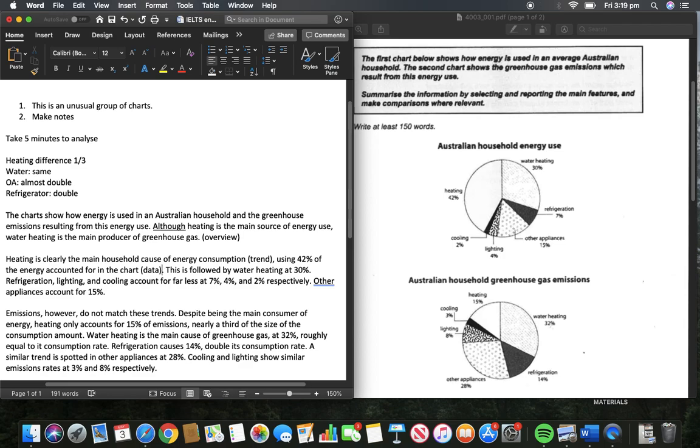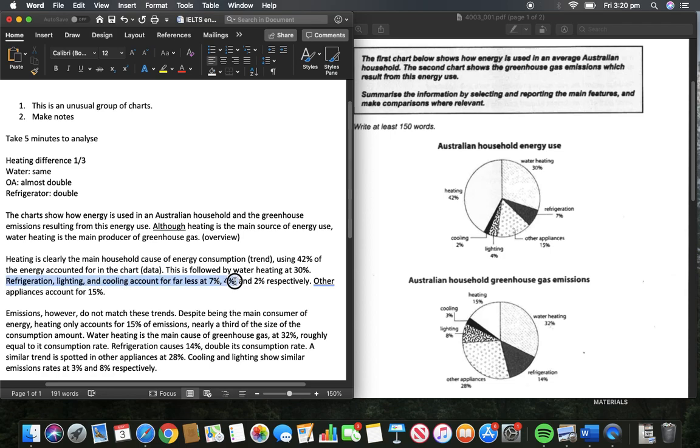Support trends with data. Or you can put the data first, then trend, either way. Just remember that. Trend, data. On your test day, I want you to hear my voice in the back of your head. Trend, data. I'm going to do it again. This is followed by water heating at 30%. Trend, second biggest. Data, 30%. Now you've noticed as well, the most important piece I've made quite big, and then the second point is a bit smaller.